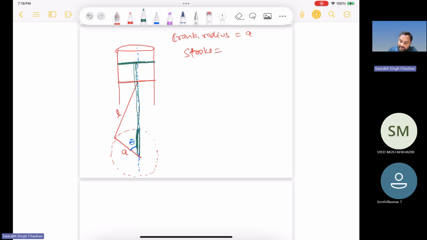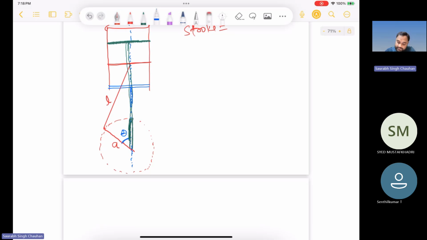Okay, and what will happen at BDC? Let us say this is your BDC, bottom dead center, and after 180-degree rotation, it will come here. Okay, so are you getting what I'm trying to explain?